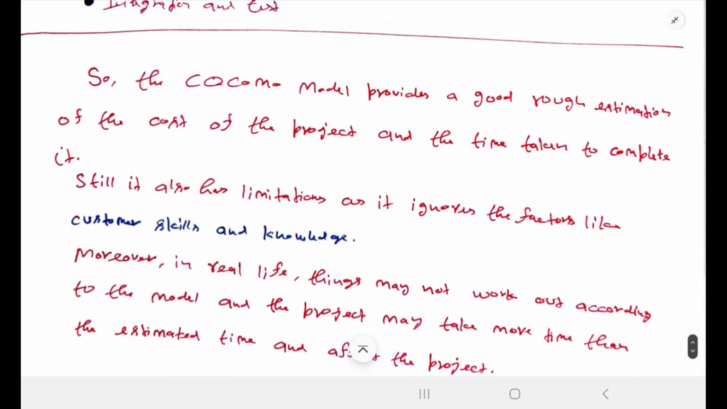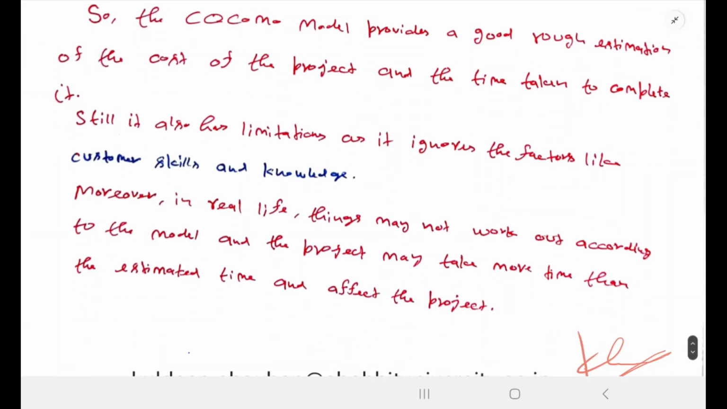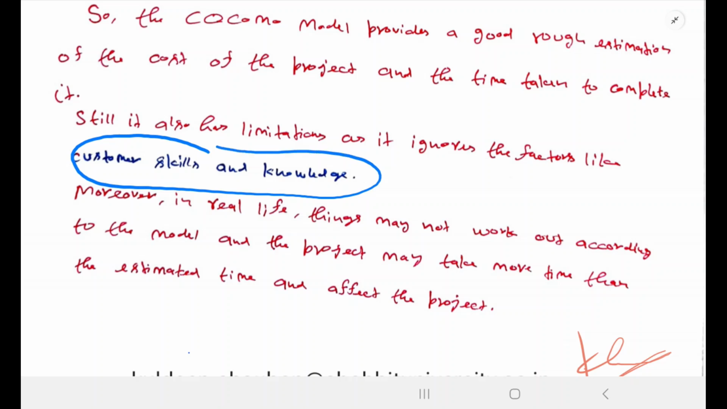So the COCOMO model is a good rough estimation. Dr. Boehm says that it provides a good but rough estimation. This is not an accurate estimation, but it provides a rough estimation of the cost of the project and the time taken to complete it. Still, it has some limitations, as it ignores factors like customer skills and knowledge. We have seen many factors, many cost drivers, but we have not seen anything about customer skill and knowledge. So these factors can affect the progress and the success of a project.